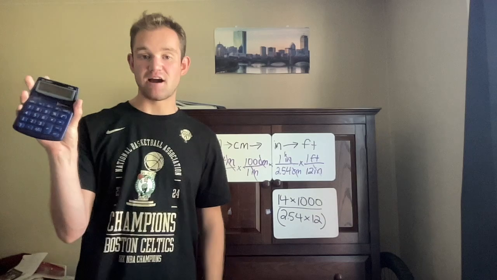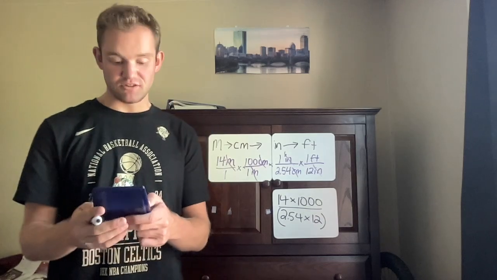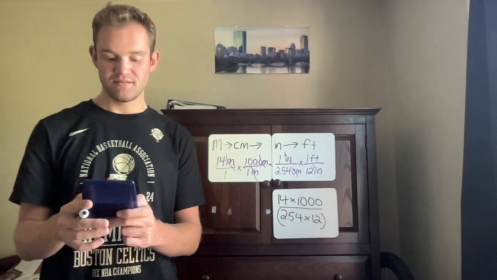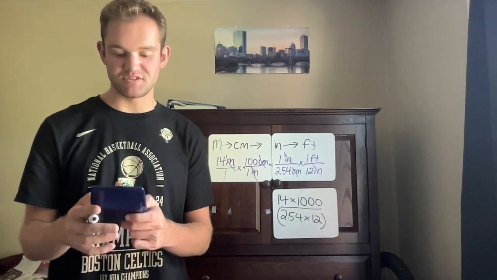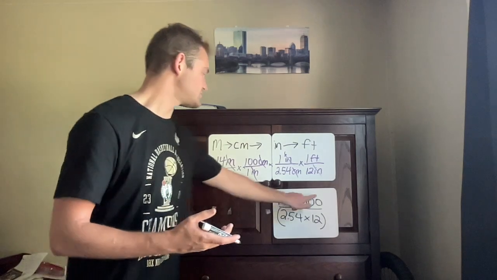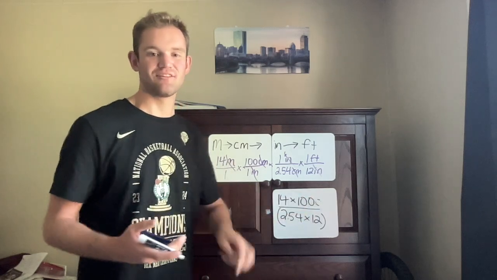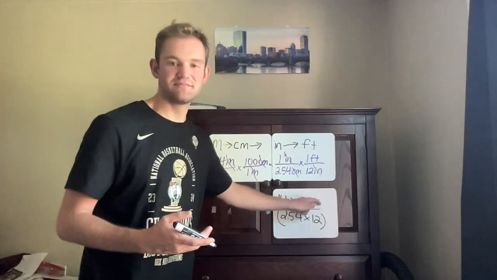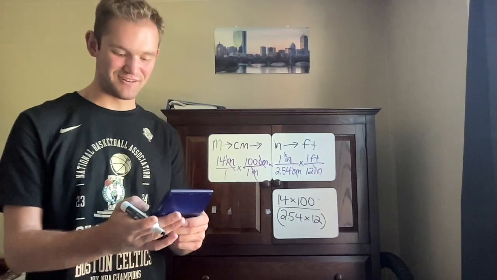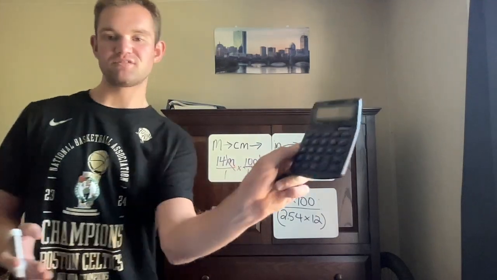Now, on a basic calculator like this, I'm just going to do 14 times 100. Ignore the 1,000. This is me being dumb. It's my first video, okay? Relax. Be nice to me. All right, 14 times 100. Enter. Okay, I'm at 1,400.